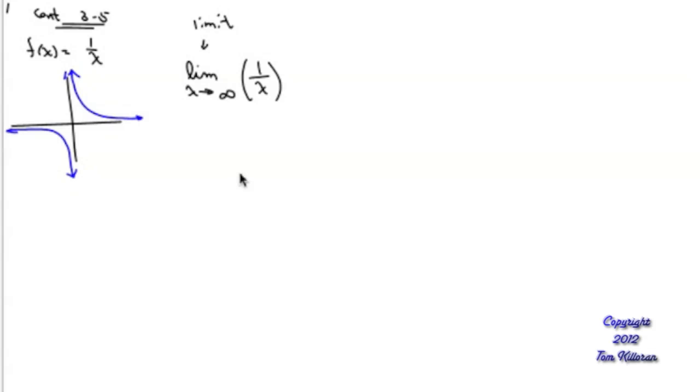0.1. What's 1 over 100? 0.01. What's 1 over 1,000? 0.001. What's 1 over a billion? 0.000000001. What's it getting closer to? 0. So this is defined to be getting closer to 0.